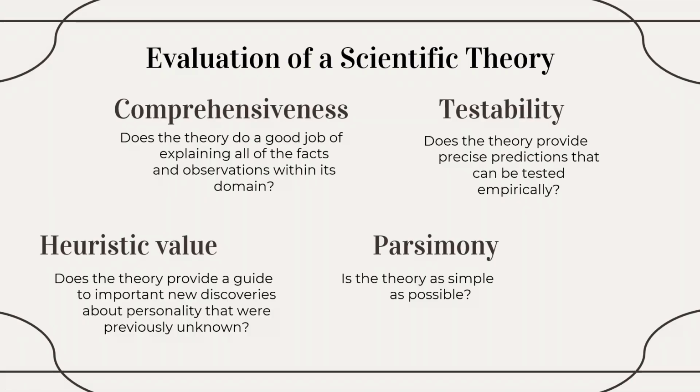Psychologists evaluate theories using several important criteria. The first is testability. Can the theory make predictions that can actually be tested scientifically? The second one is comprehensiveness. Does the theory explain a wide range of observations? The third one is parsimony. Is the theory as simple as possible without unnecessary complexity? And the fourth one is heuristic value. Does the theory inspire new research and discoveries? A strong scientific theory is not just an interesting idea; it is useful, testable, and capable of generating evidence.